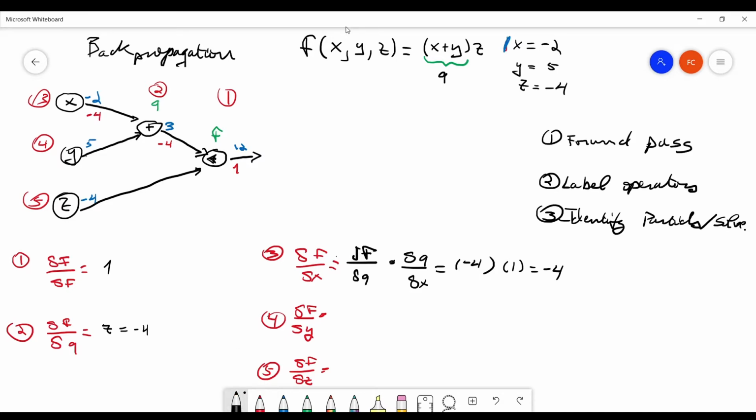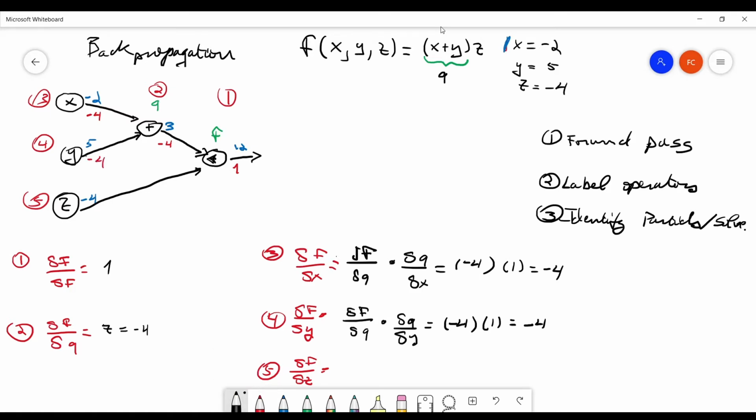Let's do the same thing for partial y. Using the chain rule, we know that this is equal to partial f over partial q times partial q over partial y. Again, using what we got over here in equation 2, we get -4, and q is x plus y. This time it's in terms of y, so x goes to 0, simply 1. And our result is -4. So that's it.